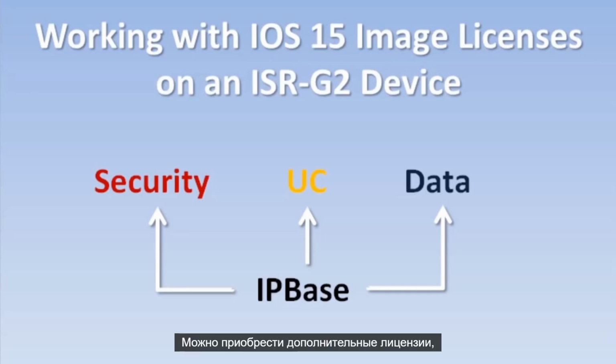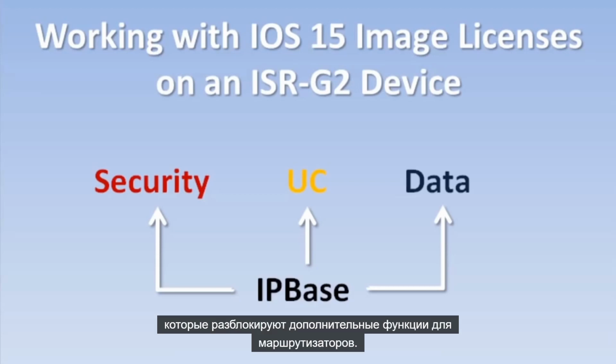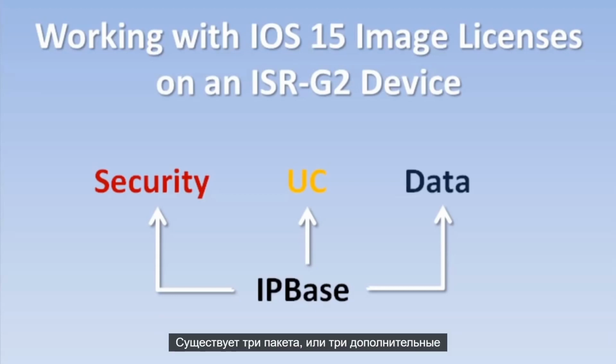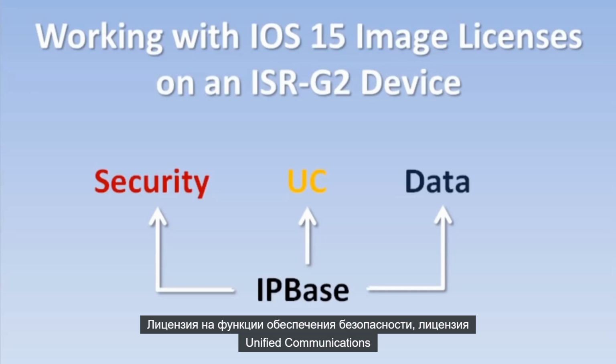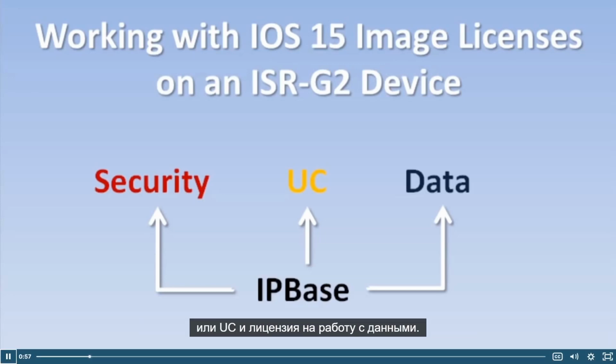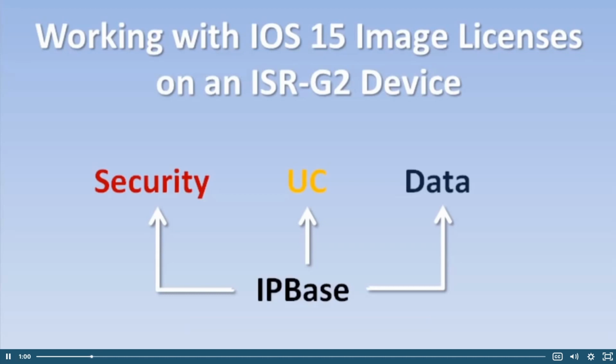Additional licensing can be purchased, which will unlock added features for the routers. There are 3 packages or 3 additional licenses that you can install: the security license, the Unified Communications or UC license, and the data license.